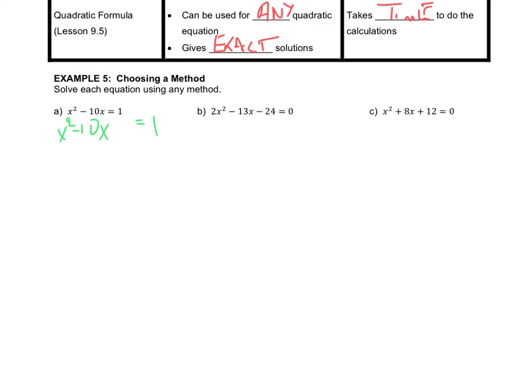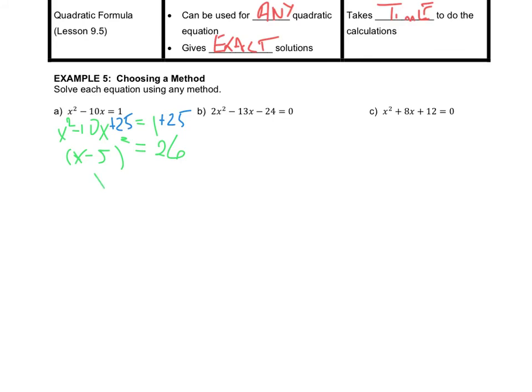Remember, for completing the square, I take half of the b, which is a negative 10. So half of b is a negative 5, and then I square it. Negative 5 squared is 25, which means I have to add 25 to both sides. Remember, that's the completing the square part. Now, x squared minus 10x plus 25 is one of our perfect square trinomials. It is x minus 5 squared. And on the other side, we get 26.